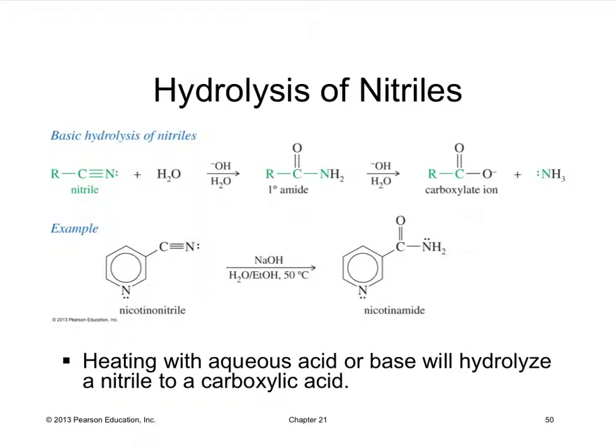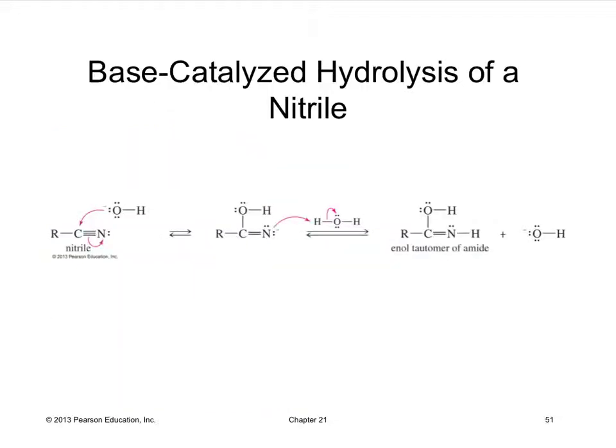In terms of nitriles, nitriles can be hydrolyzed in the presence of base to generate the primary amide, and then another equivalent of base in water to generate the carboxylate and ammonia. So heating with aqueous acid or base will hydrolyze the nitrile to the actual carboxylate ion or carboxylic acid. And again, one equivalent will lead to just the amide.